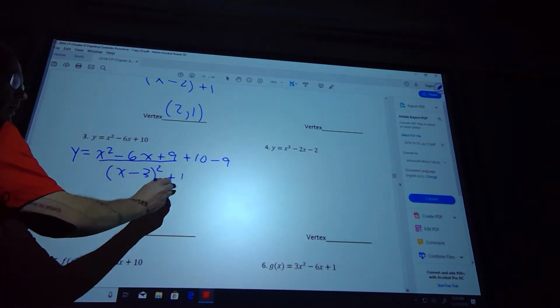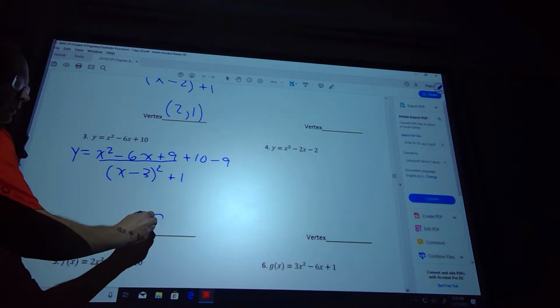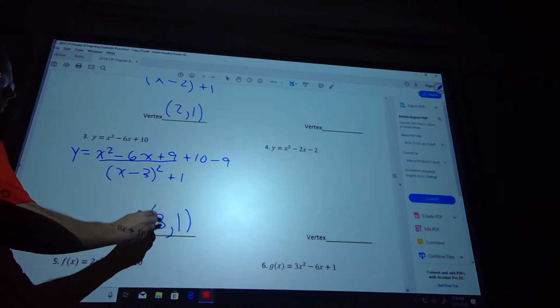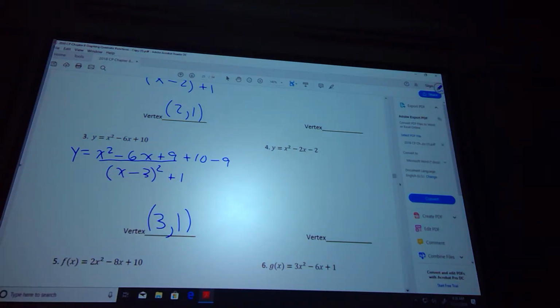And I'm going to get plus 1. This is now in vertex form, so our vertex is at (3, 1). Remember, it's opposite if it's grouped. If it's not grouped, it's the same sign.